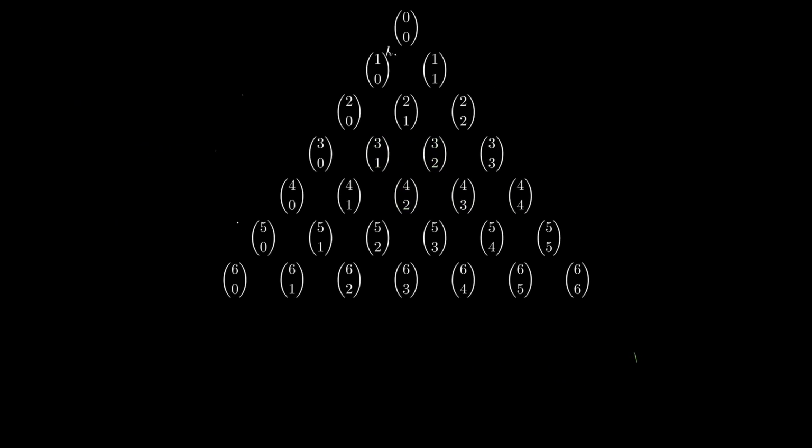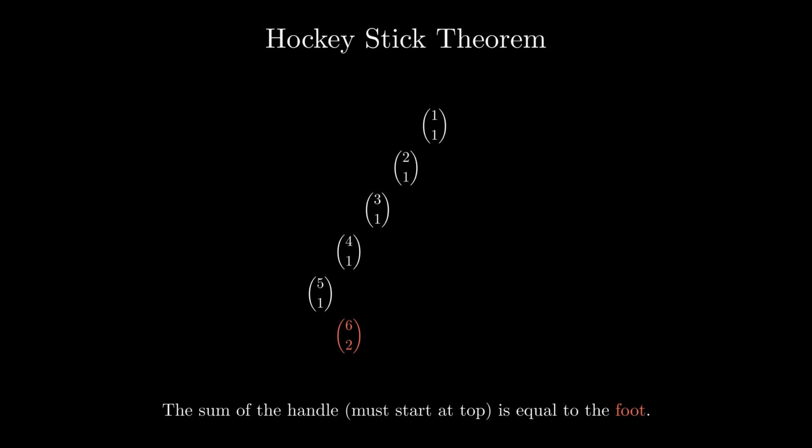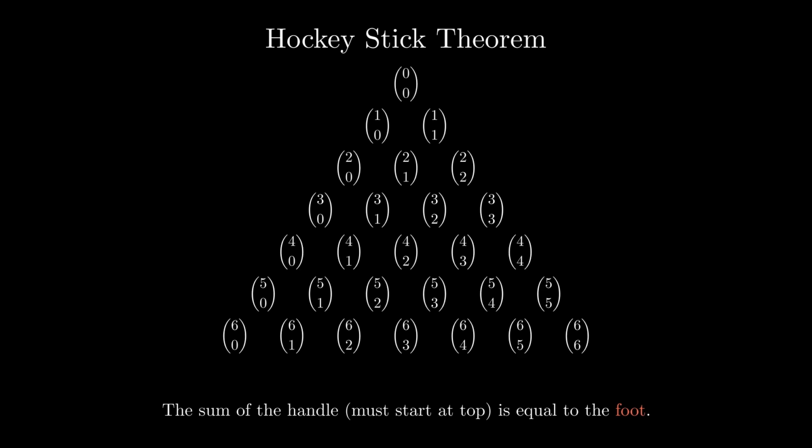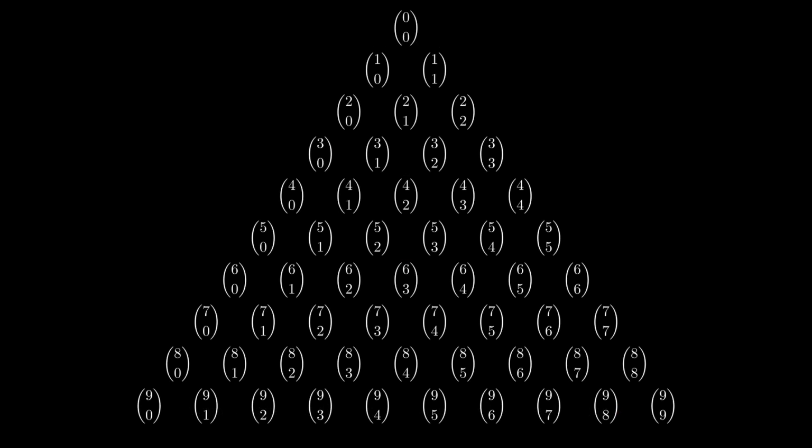The last thing I want to touch on is called the hockey stick theorem. The sum of the handle of a hockey stick is equal to the foot. Here's one such hockey stick. Notice how all the white numbers add to the red one. And the foot doesn't need to be at the bottom of the triangle. Even for really long hockey sticks, the property still holds.